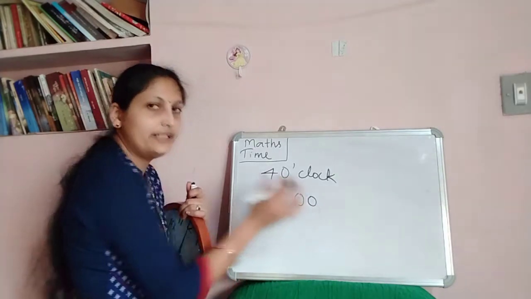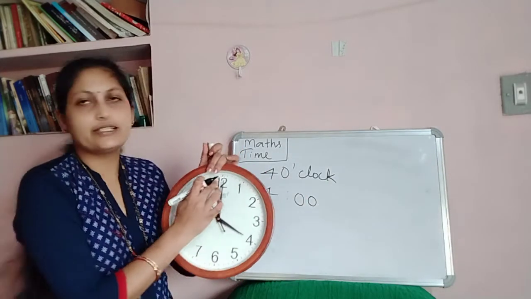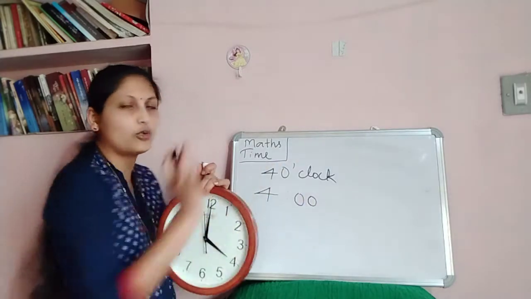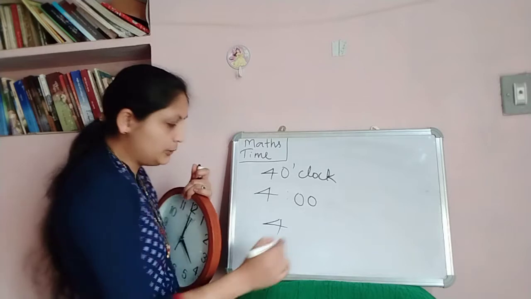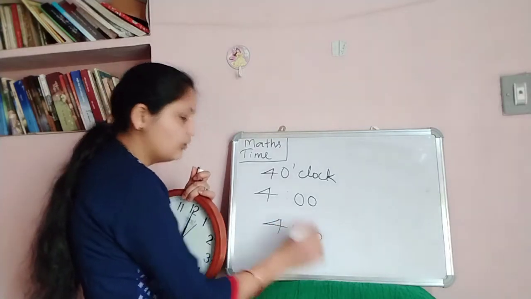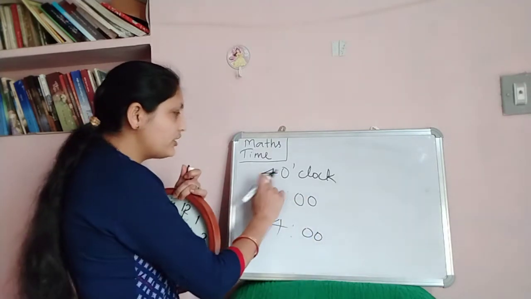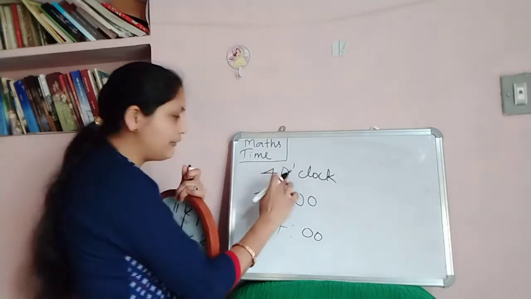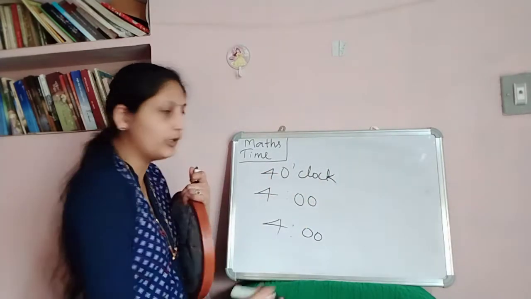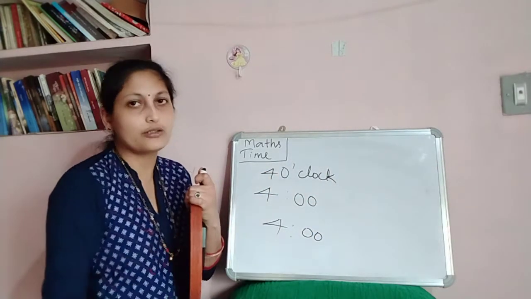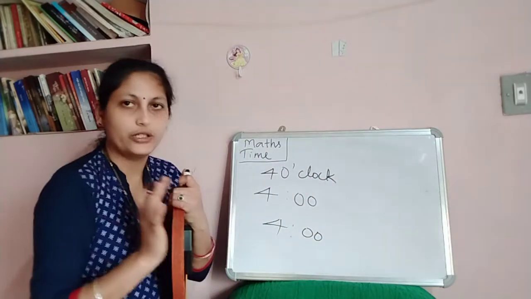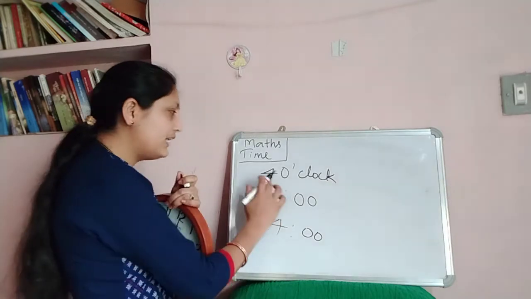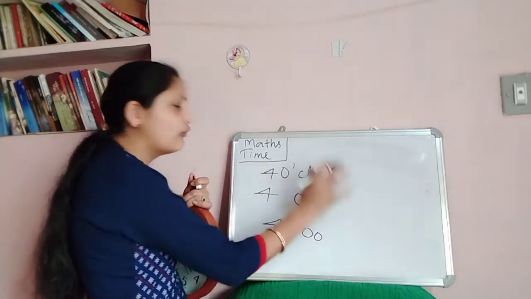0 0 represents minutes. At 12 it is 0 minutes, so we write it as 0 0. You should not write only 4. While writing, you have to write 4:00, or you have to write 4 o'clock in full. Clear? So while reading, we will read it as 4 o'clock.